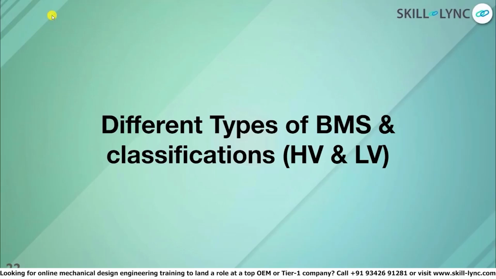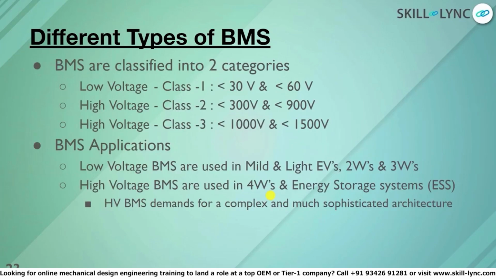So now we'll get into different types of BMS and classification. The BMS are mainly classified depending on their functionality and working voltages, like high voltage and low voltage. Basically, we have low voltage and high voltage. In low voltage, class 1 is basically below 30 volts and 60 volts, and in high voltage we have two classes, class 2 and class 3, where class 2 is for less than 300 and 900 volts, and class 3 is for less than 1000 to 1500 volts.